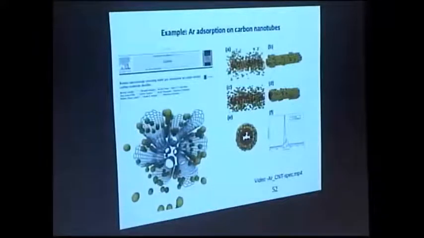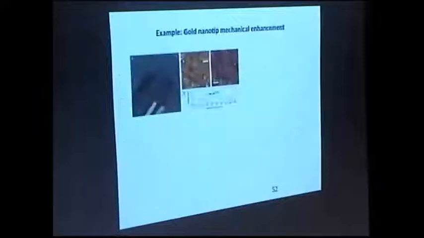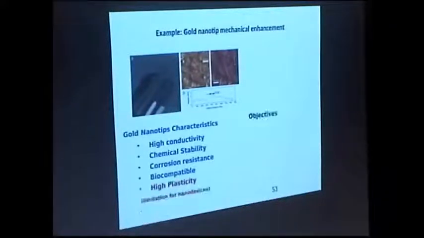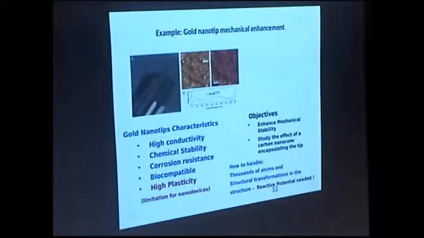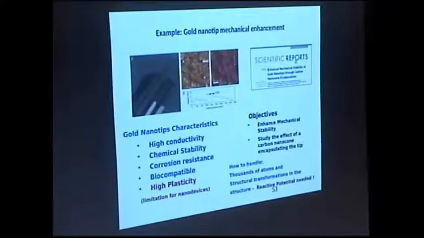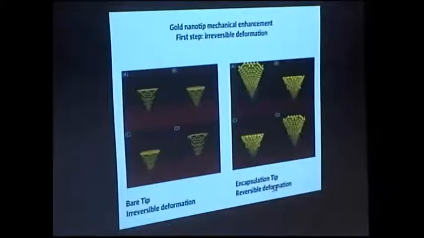Okay, this is a nice example. Another one is the gold tip enhancement, the mechanical enhancement for gold nanotips. This was made in collaboration with Professor Adojorio and Professor Galvão. The problem of the experimentalists was that they have gold nanotips for a microscope, and they were losing many tips, because in any experiment that you do, this is too soft, right?